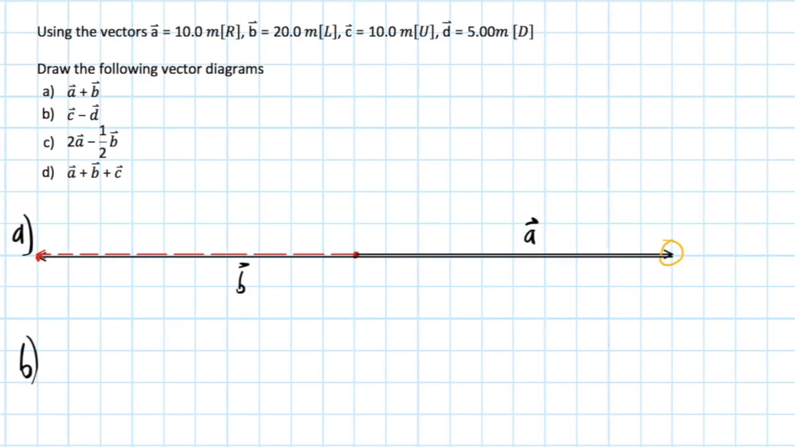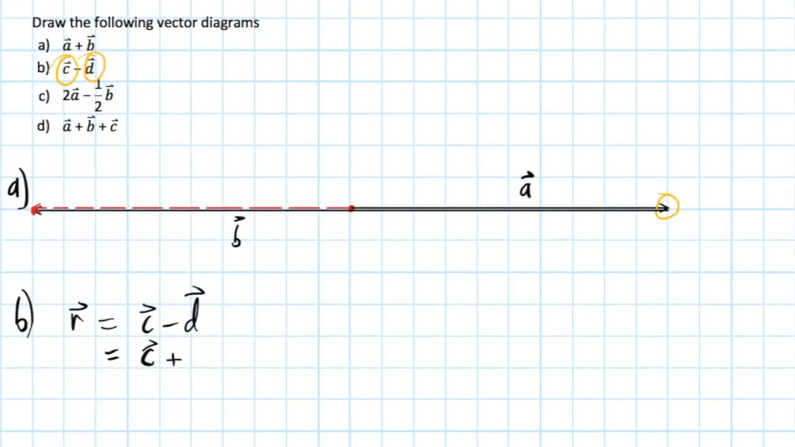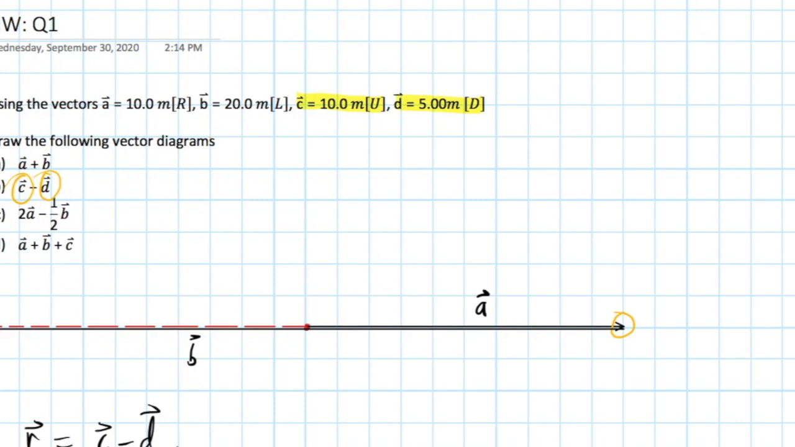All right, let's tackle part B. So with part B, it's C minus D. So let's focus on that. So that's C there. It's 10 meters up. Now D is 5 meters down. But the issue is we're actually looking at C minus D. And as a reminder, the resultant C minus D is the same as C plus negative D. So what is negative D? Negative D is just equal to 5 meters, but in the opposite direction, which would make that up.